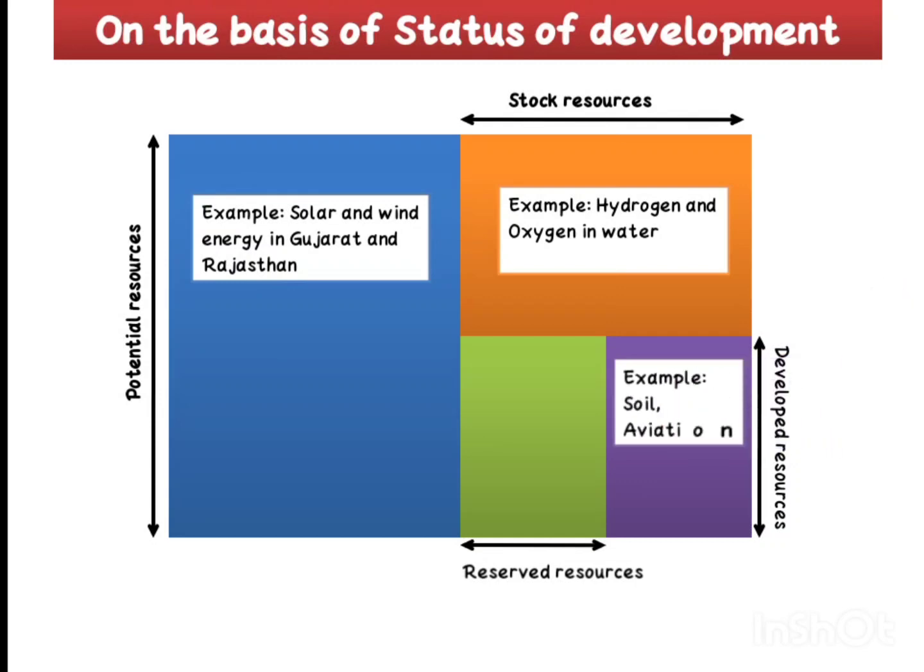If we discuss the developed resource, अगर हम developed resource की बात करें, then the soil and aviation are developed resources. That means the surface of soil. Once it was soil used for agricultural practices, or it was just barren land. Now, these days, it is used for manufacturing industries, for making buildings, schools, and parks. It is used. That means it is a developed resource.